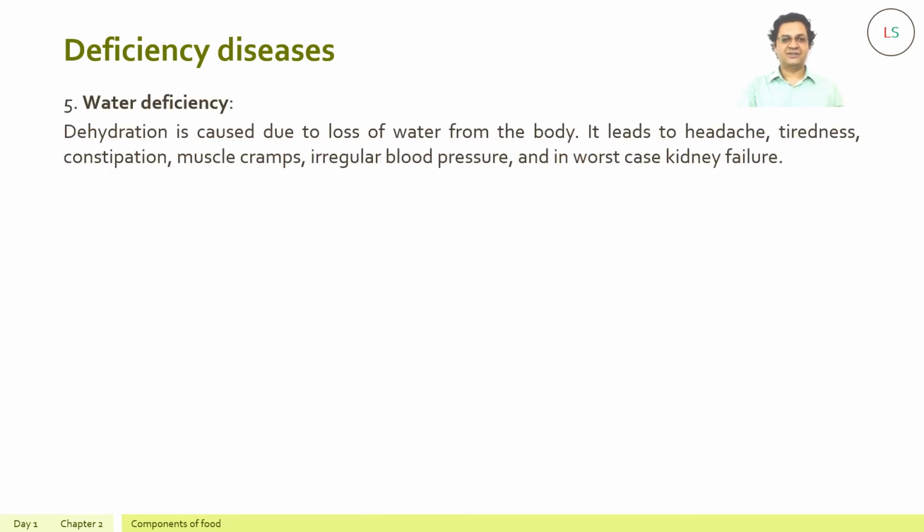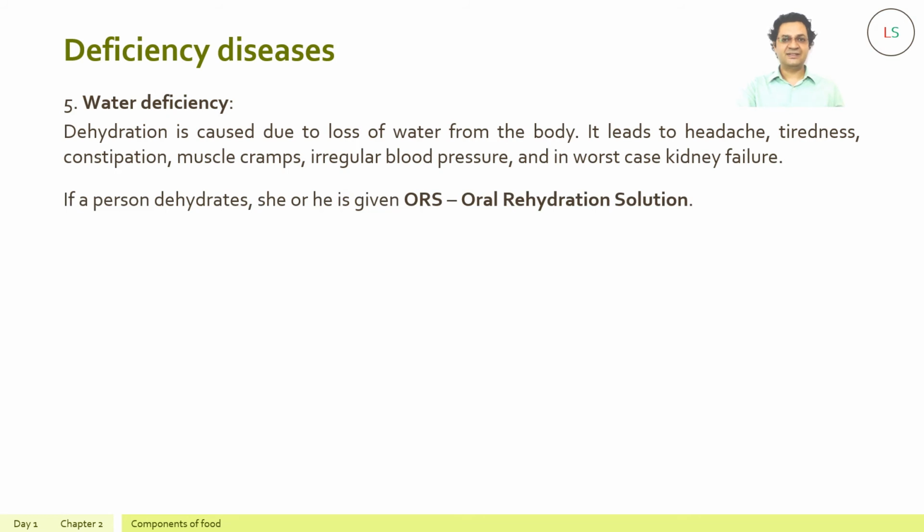The fifth and the last deficiency is caused due to water. Dehydration is caused due to loss of water from the body. It leads to headache, tiredness, constipation, muscle cramps, irregular blood pressure, and in worst case, kidney failure. If a person dehydrates, she or he is given ORS, which is oral rehydration solution.